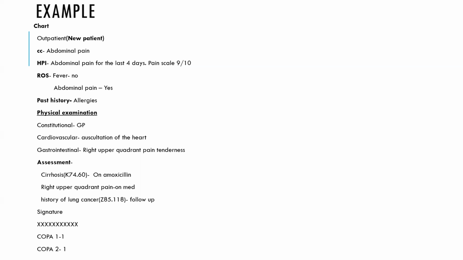So remember the criteria of COPA: the first, which we learned in our last session, is the total number of diagnoses under assessment and plan. And the second step, which you have learned today, is the total number of diagnoses addressed, right? Two more steps are remaining that we will discuss in later sessions.